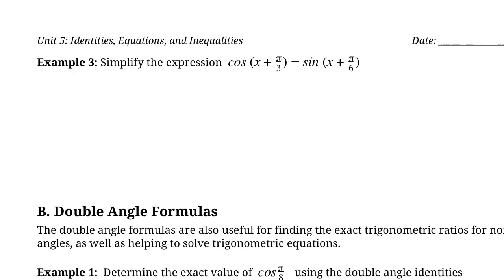So here's another problem. We just need to simplify this expression. This expression has two parts, right? A cos with two things inside, think two angles being added essentially, and a sine with two angles being added.